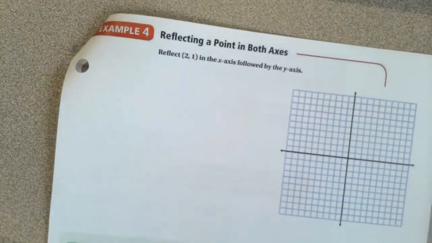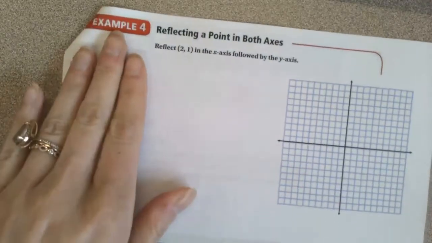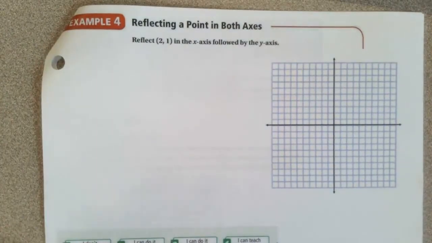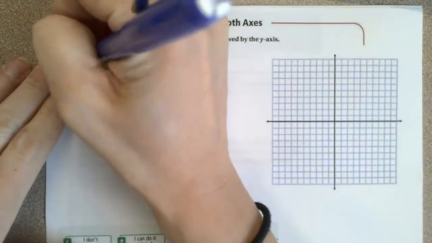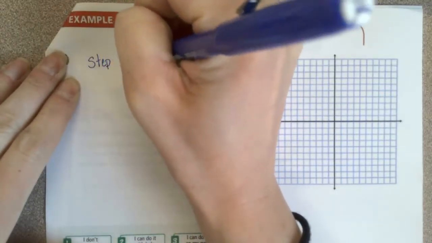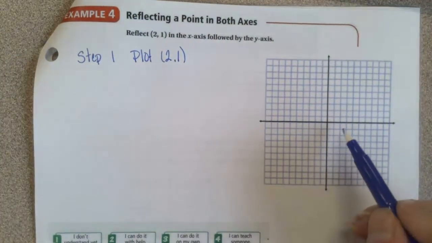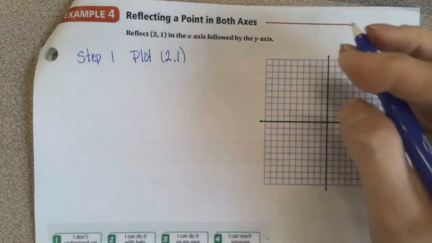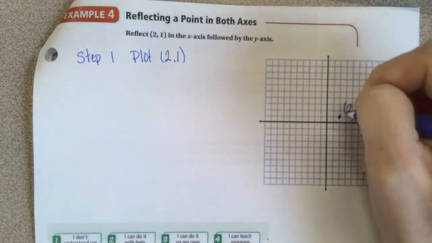Now we're going to combine those and work through both. Okay, so this says to reflect (2, 1) in the x-axis followed by the y. So we're going to reflect it over the x, then take that new point and reflect it over the y. Okay, so let's go through the steps here. So step 1, we're going to just plot our original point, (2, 1). I'm going to plot over 2, up 1.